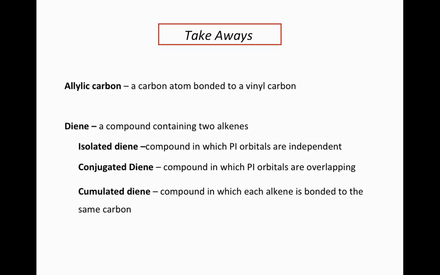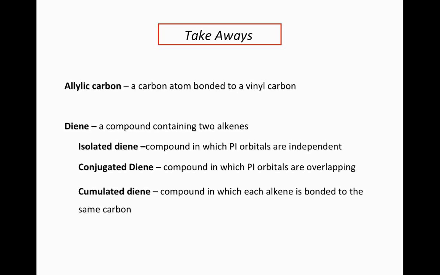The takeaways for this pre-lecture include allylic carbons and dienes. Allylic carbons are carbon atoms that are bonded to vinyl carbons. Dienes are any compounds that contain two alkenes. Of the dienes, there are three different types of dienes we'll talk about in the pre-lecture.